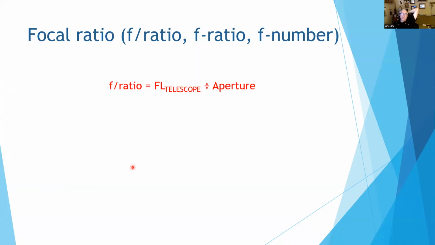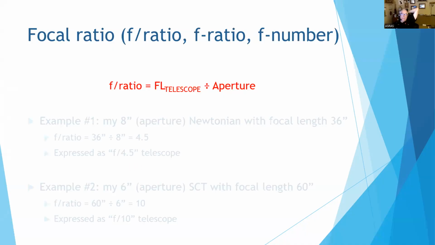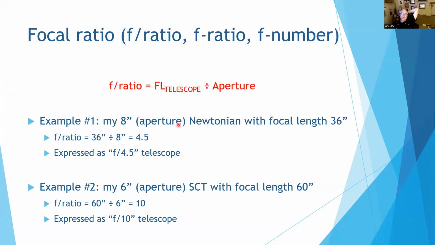So my two telescopes: I've got an 8-inch Newtonian with a focal length of 36 inches. To calculate its F ratio, I divide 36 by 8 to get 4.5. I would express that as my telescope is an f4.5 telescope. My SCT, which is a 6-inch SCT with a focal length of 60 inches, has an F ratio of 10. So that is an F10 telescope, a much longer F ratio than my Dobsonian.